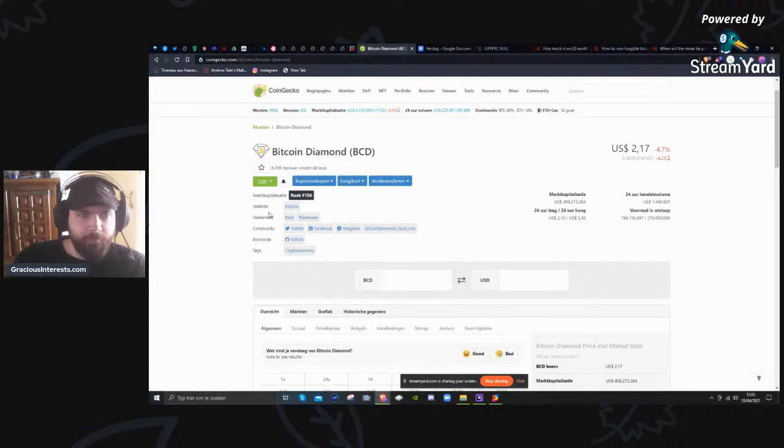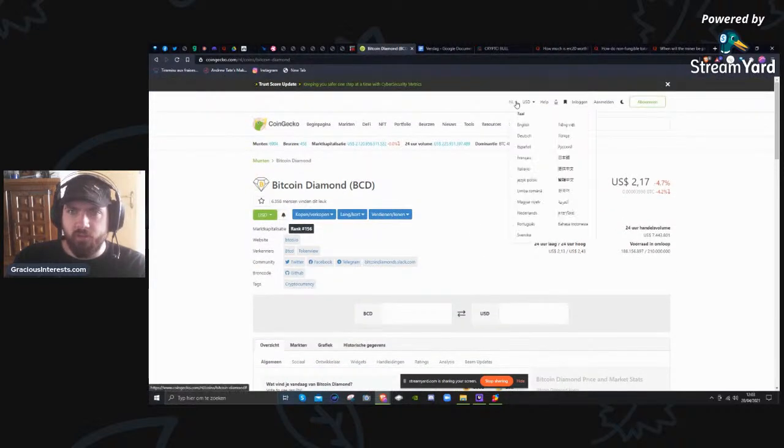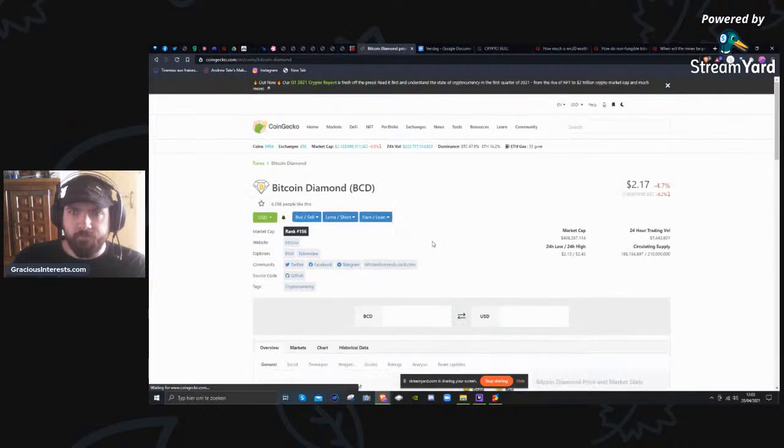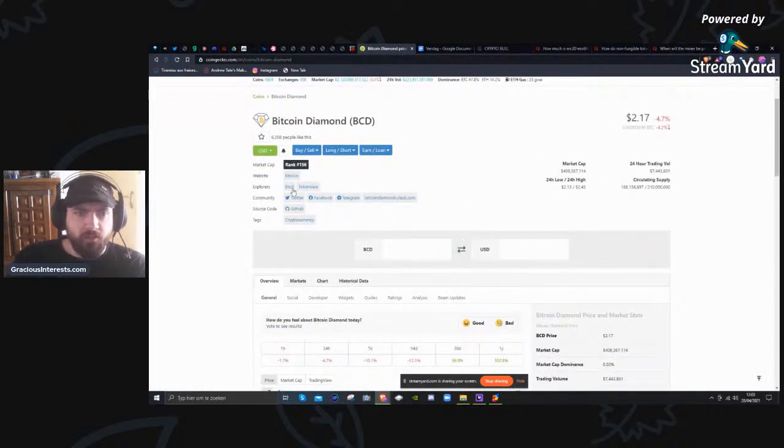What else do we see here? It has a single dedicated website, BTCD token view. Why is it in Dutch? My apologies. There we go. So the explorers, these are the blockchain explorers. I see no mention of a Binance coin or a Binance chain, Ethereum chain, so it functions on its own proper blockchain. Bonus points right there.